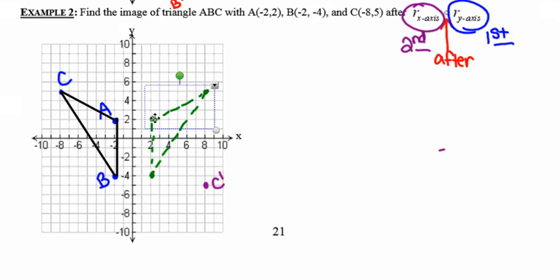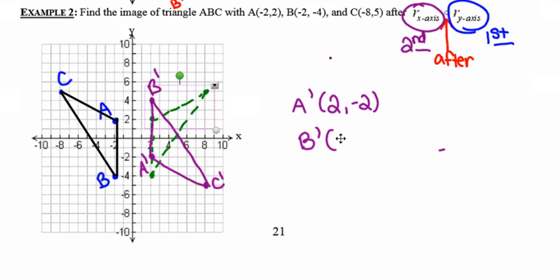This little green dot up here, that was the image of A after the first part of the composition, now gets reflected over the x-axis. And this little green dot, which was the image of B, is going to get reflected over the x-axis and come up here. So when all is said and done, A ends up at A prime with coordinates 2, -2. B ends up at B prime and has coordinates 2, 4. And lastly, C ends up at C prime with coordinates 8, -5.